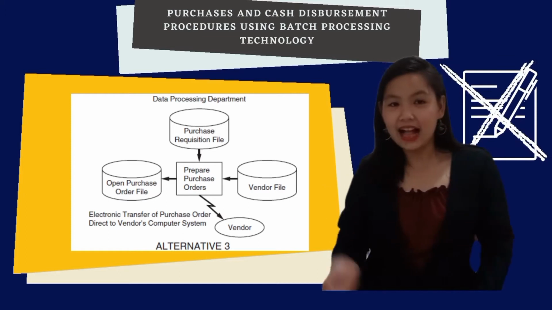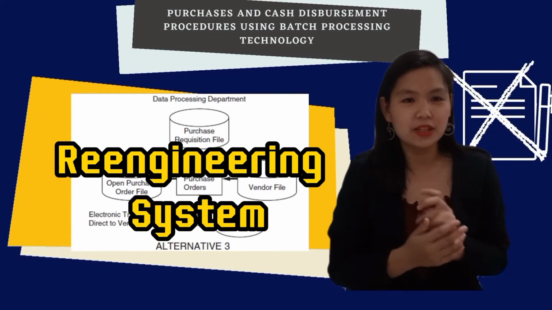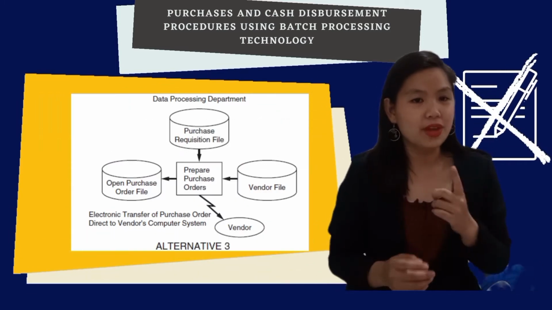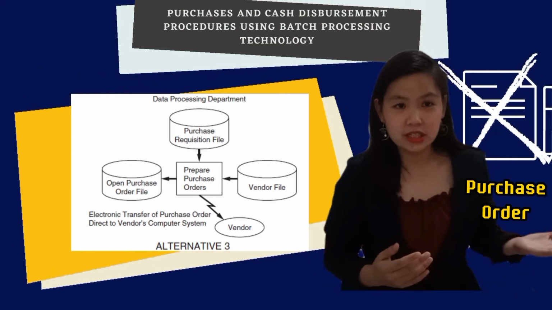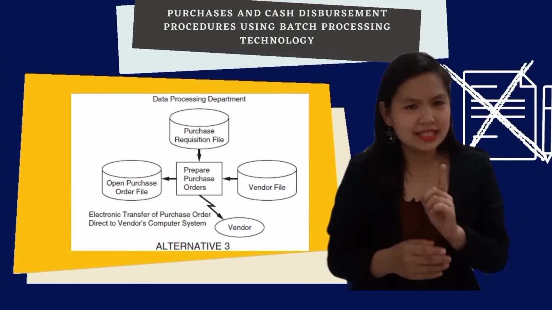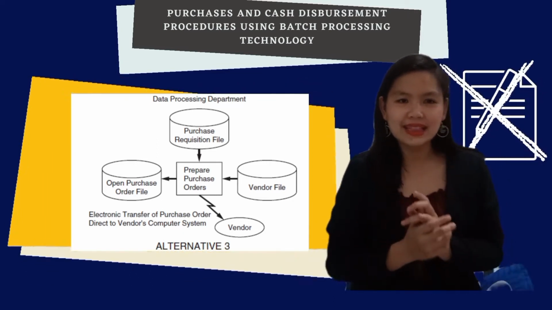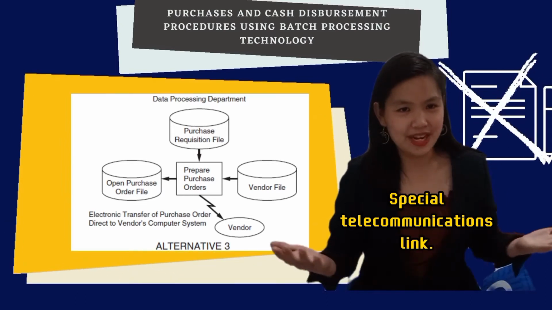Next, alternative 3 represents a re-engineering system that uses EDI, or electronic data interchange. This method produces no physical documents like purchase orders or sales orders. Instead, the computer systems of both the buying and the selling companies are connected via a special telecommunications link.